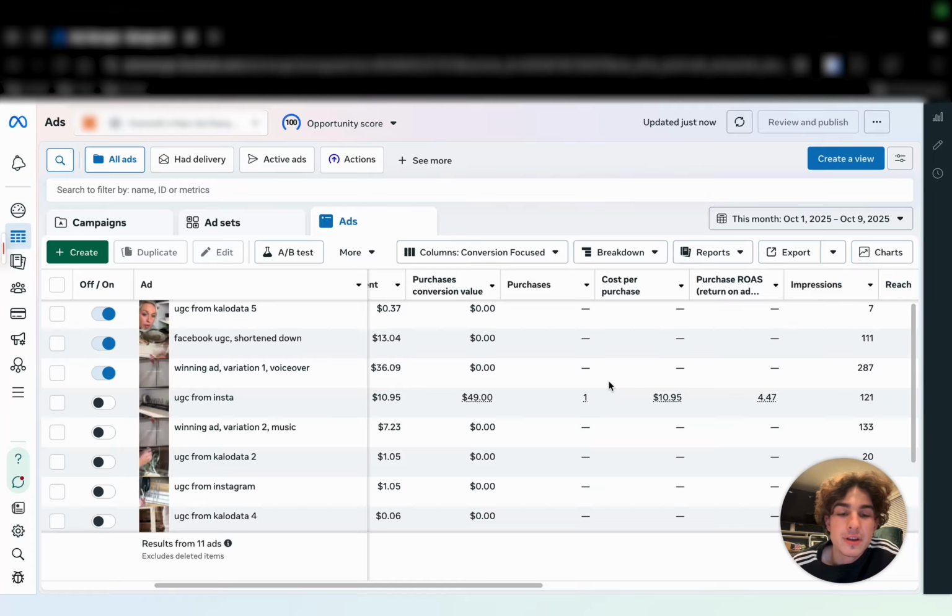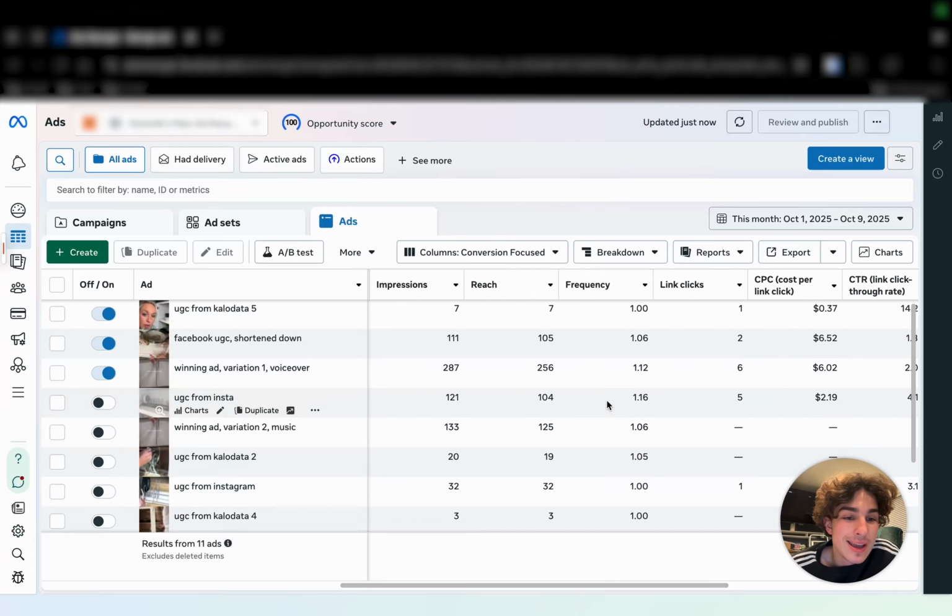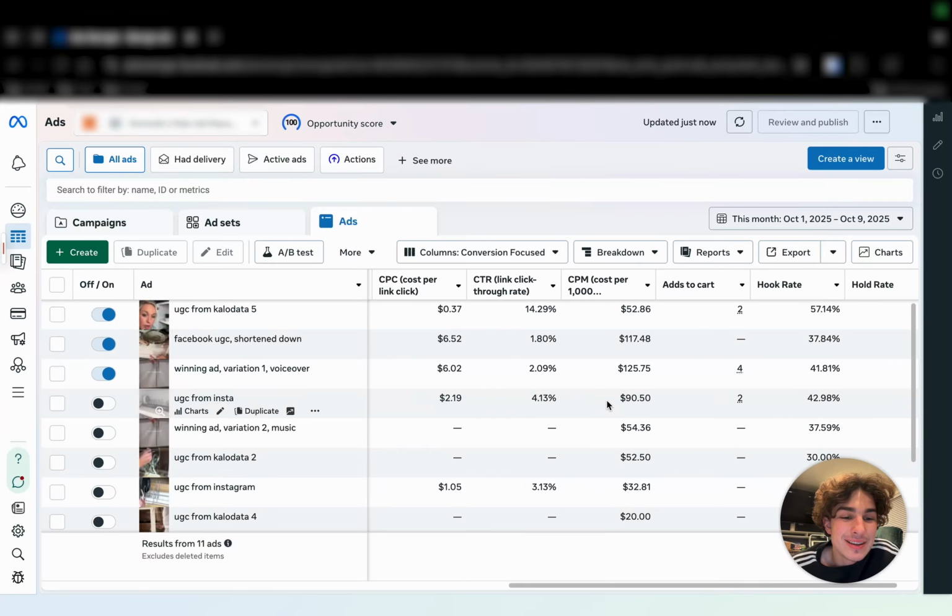And I'm still trying to reconcile this idea in my head. This got 1 purchase and 2 add to carts. So take it with a grain of salt.